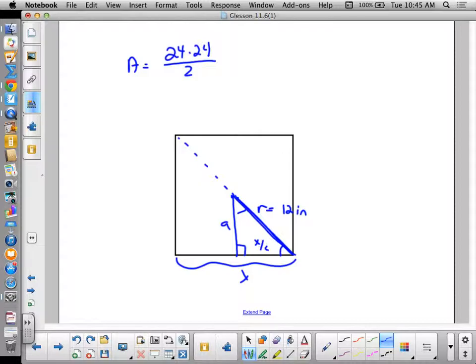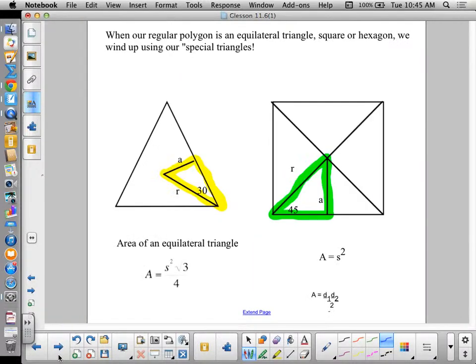So squares are kind of nice. We have multiple methods for squares. In fact, there's my square again.